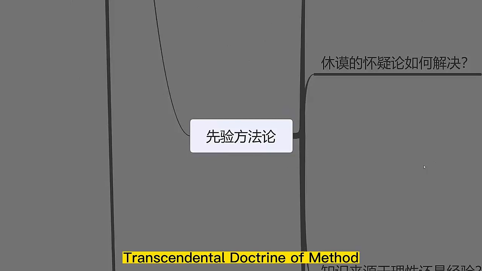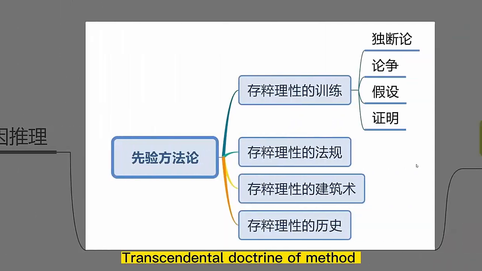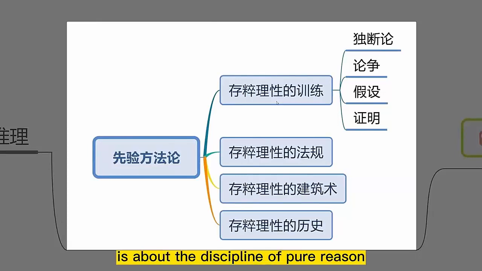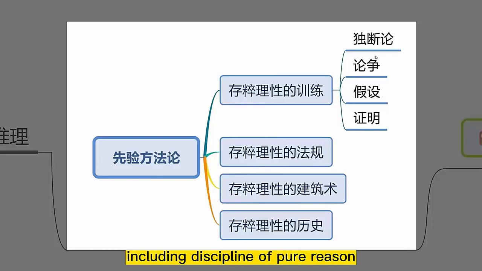Chapter 10: Transcendental Doctrine of Method. The Transcendental Doctrine of Method is about the discipline of pure reason, canon, architectonic and history, where the discipline is divided into 4 sections, including discipline of pure reason in the sphere of dogmatism, polemics, hypothesis and relation to proofs.